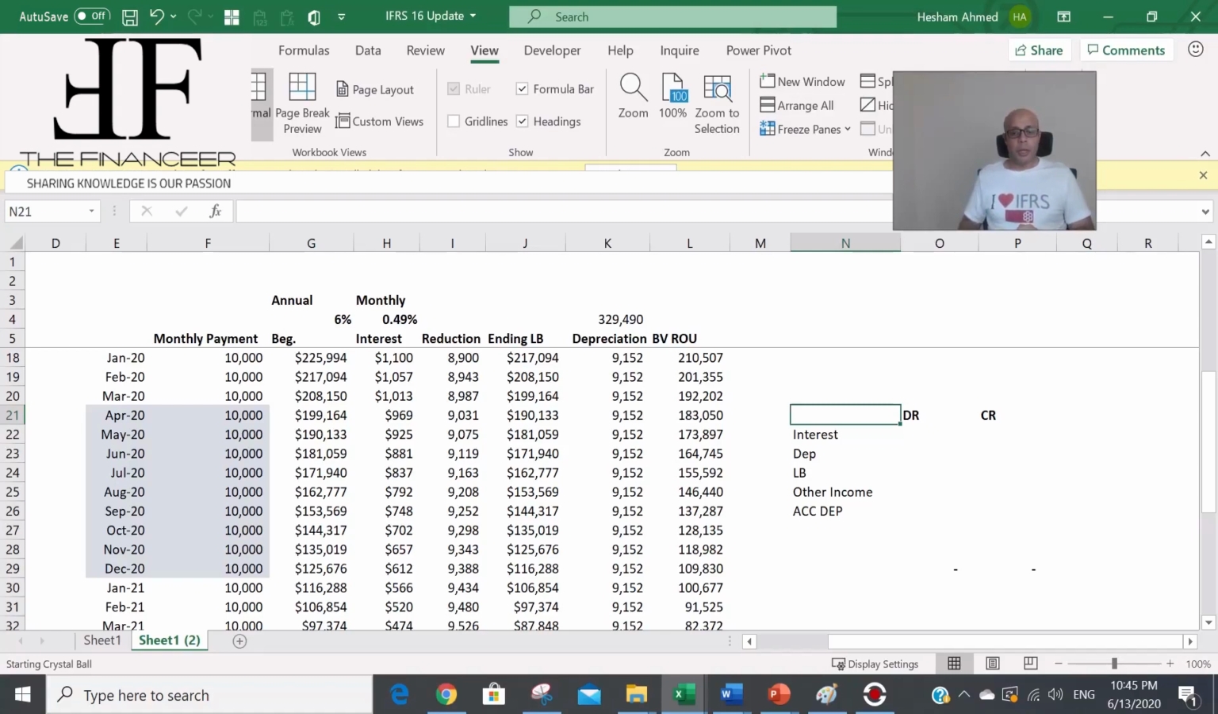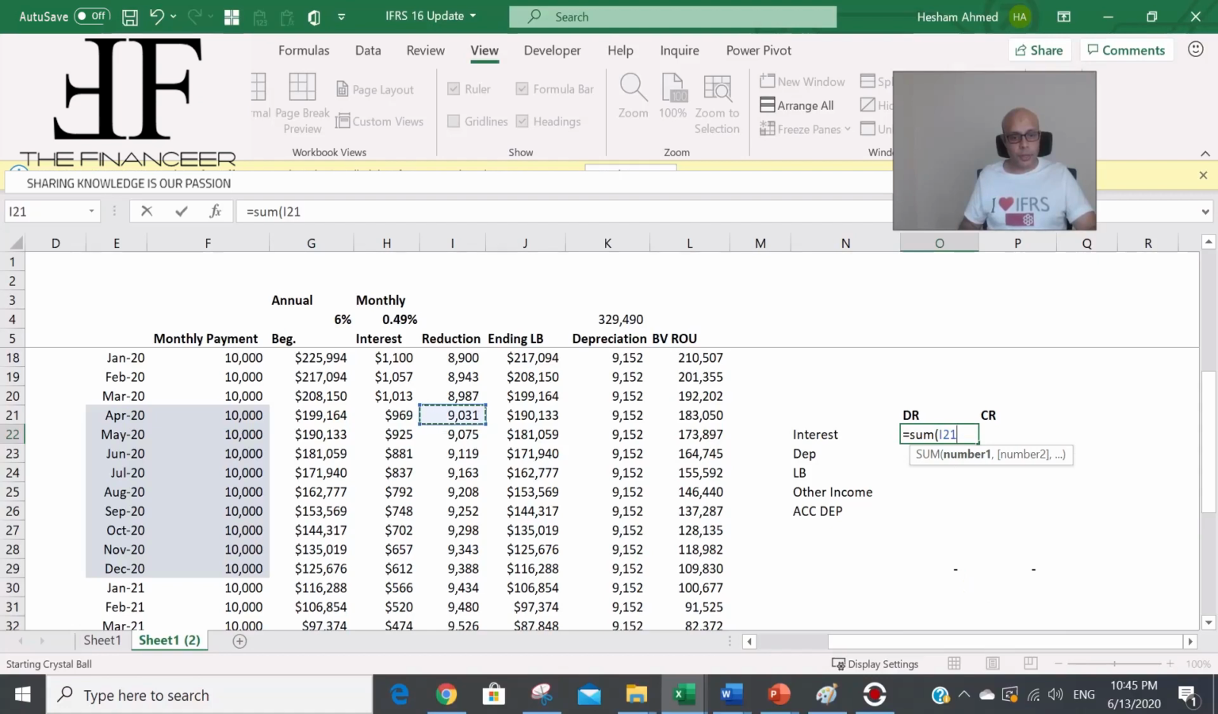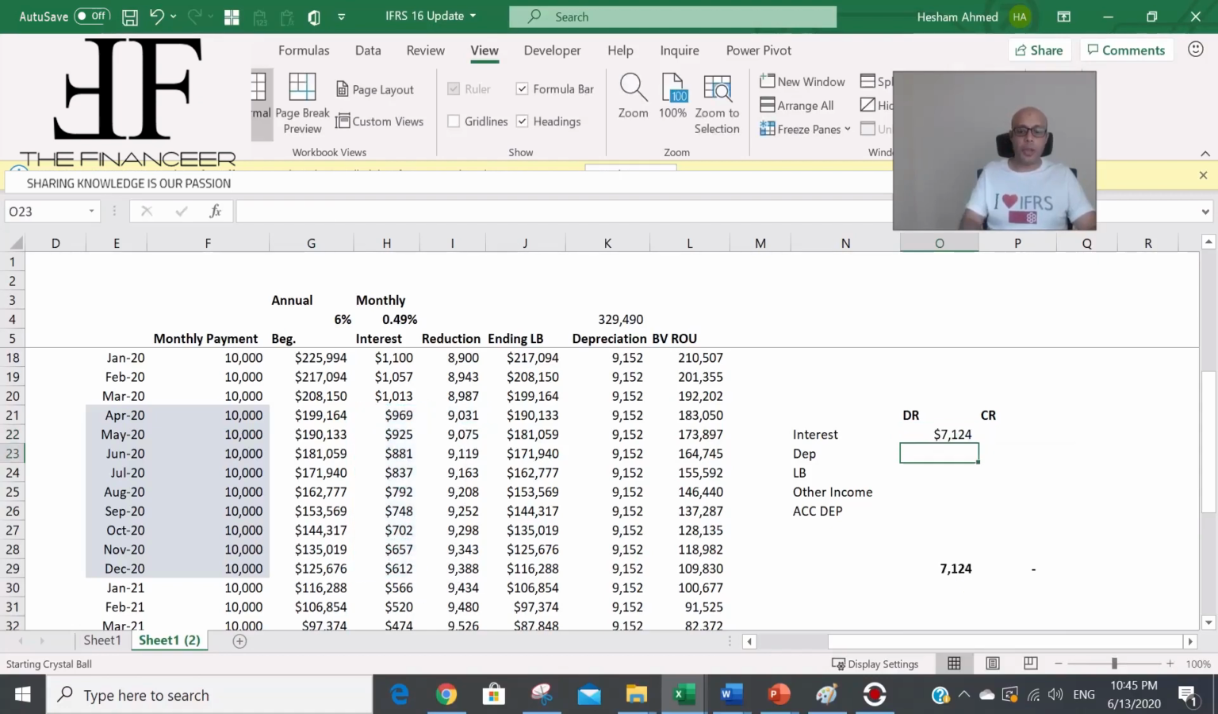Okay, now first of all, we have to record the interest. So we are going to say the sum of the interest for this period, which is from here up to December 2020. So this is the value of the interest for this period. And we have also to reduce our liability. Why? Because actually I utilized the building and the investor didn't ask me to pay money, so I am not going to pay any cash, but my liability had been reduced because the investor agreed with me on that. So I have to reduce my liability.